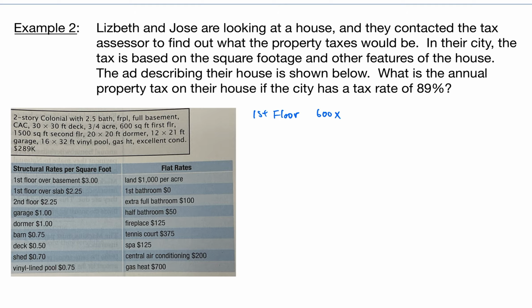We're going to multiply that by this square footage information. This is the first floor over the basement, and that's $3 a square foot. So we would multiply that by $3. Okay, and so that total works out to $1,800.